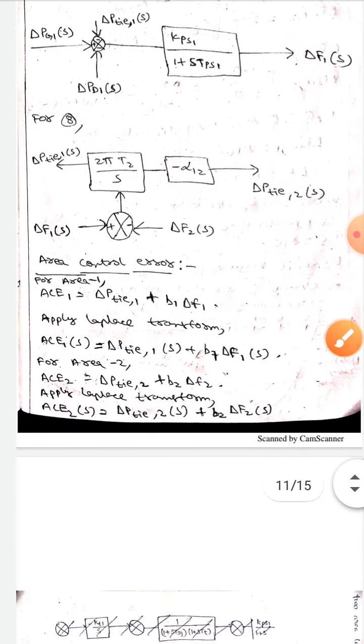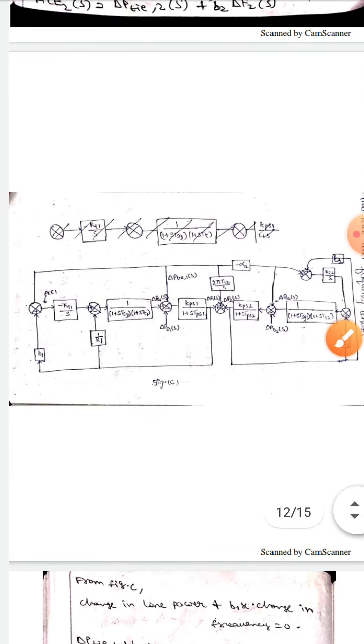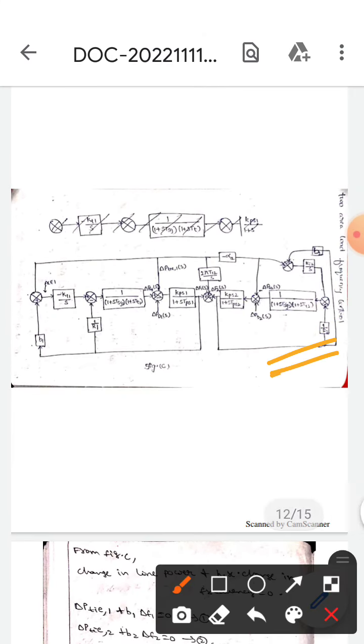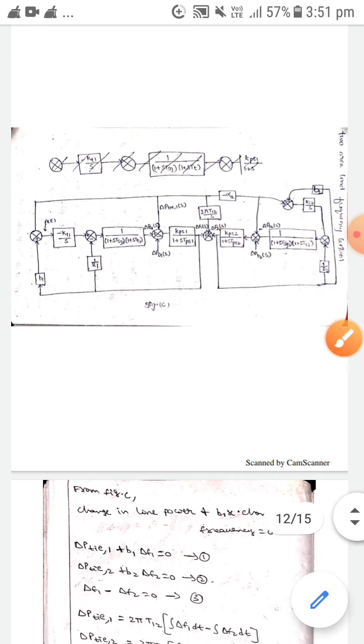Here the area control error, ACE1 equals delta P_tie,1 plus B1 delta f1. If you apply Laplace transform, then we will get like this. Whereas for area 2, ACE2 equals delta P_tie,2 plus B2 into delta f2. Applying Laplace transform, it will become like this. If you observe this block diagram, this is two area load frequency control. Here we will add two basic blocks, two area controls.